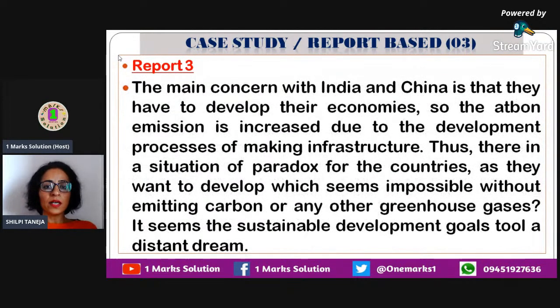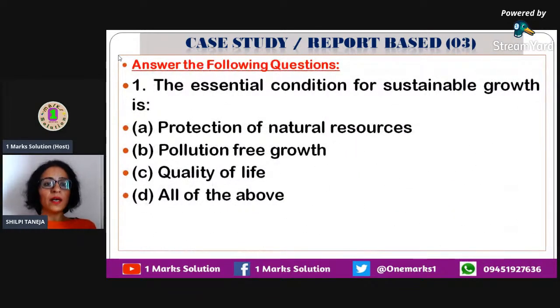So all countries are equally working upon it. The main concern with India and China is that they have to develop their economies. So the airborne emission is increased due to the development processes of making infrastructure. Thus, there is a situation of paradox for the countries as they want to develop, which seems impossible without emitting carbon or any other greenhouse gases. It seems the sustainable development goals are a distant dream. So it is becoming very difficult.